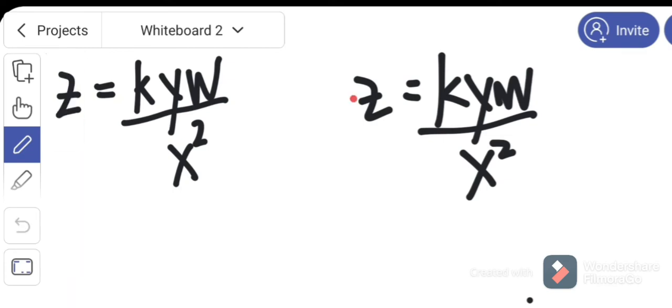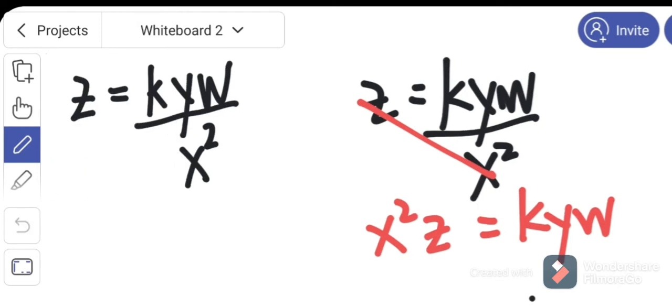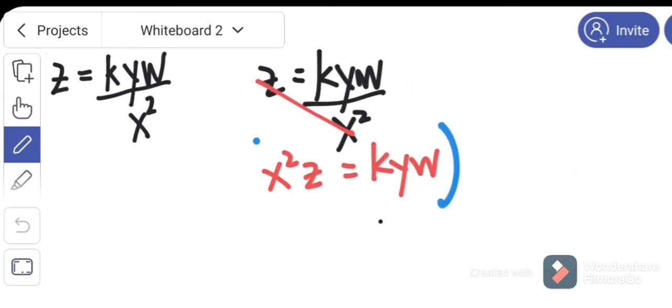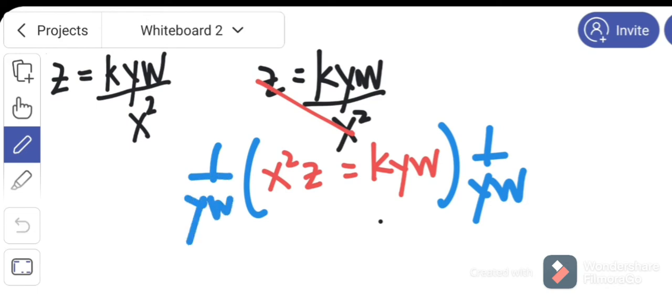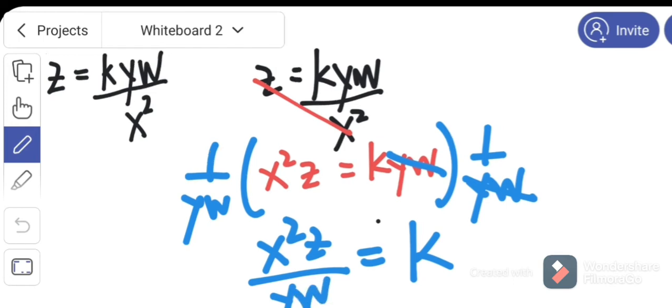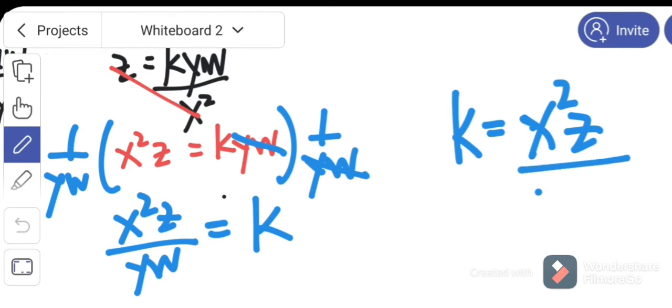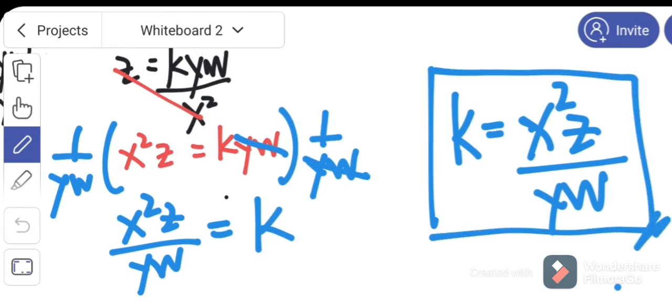We multiply this. So we have x squared z is equal to kyw. Then we are going to eliminate the variables beside k. To find k, we multiply 1 over these two variables, yw, on both sides of the equation. Then we cancel, is equal to 1, k times 1. And then on the left side, we have 1 times x squared z, which is x squared z over yw. So this will be our formula in finding k. Let's just rewrite. K is equal to x squared z over yw. After finding that, now we can continue solving for what is asked.